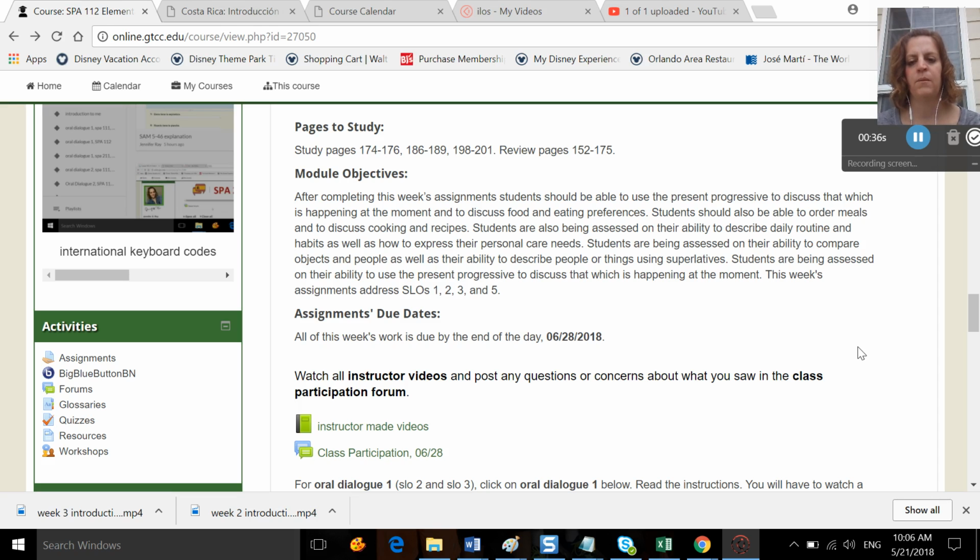You are being assessed also on your ability to compare objects and people, as well as your ability to describe people or things using superlatives. You're also being assessed on your ability to use the present progressive to discuss that which is happening at the moment. This week's assignments address student learning outcomes 1, 2, 3, and 5, and they're all due on the 28th.